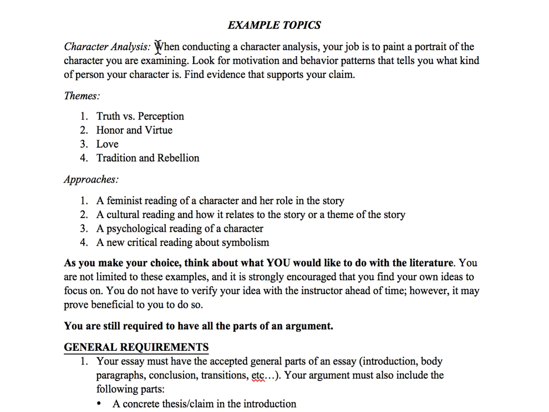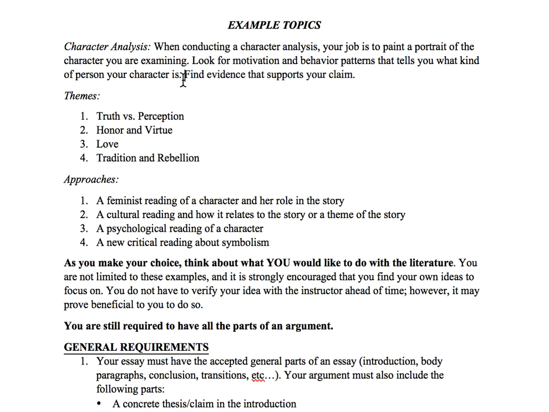If you're doing the character analysis, remember that your job is to help your audience understand how you are reading that character. How are you seeing that character? Look for motivations, behavior patterns, etc. that tell your audience what kind of person that character is in particular. And then find evidence, meaning find specific quotes from the text that prove that your reading of that character is correct.